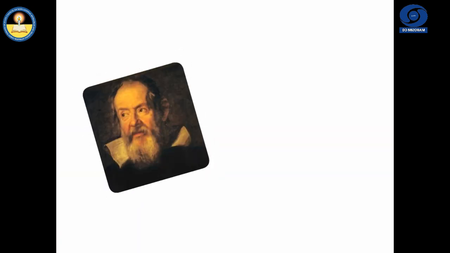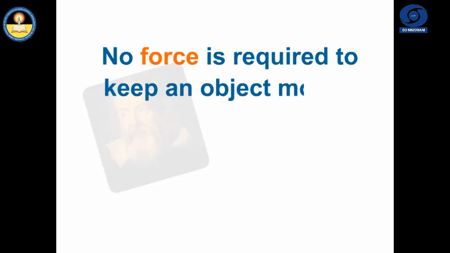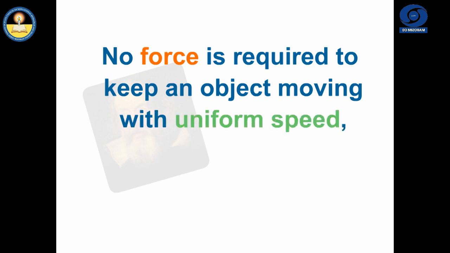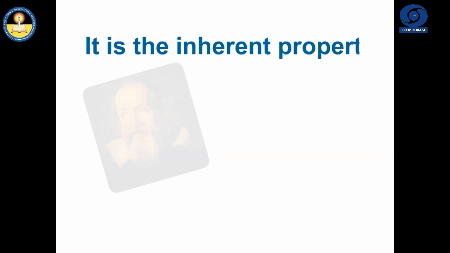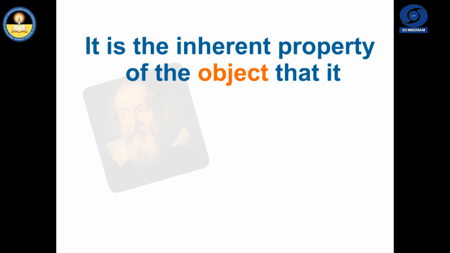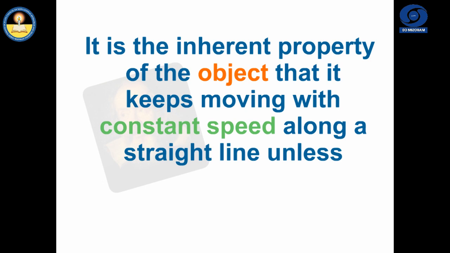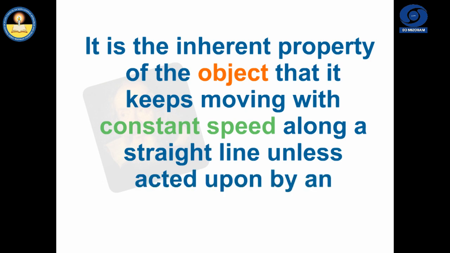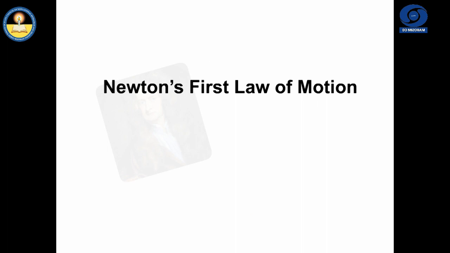With his experiment, Galileo proved that no force is required to keep an object moving with uniform speed, provided friction is not present. Therefore, he concluded that it is the inherent property of the object that it keeps moving with constant speed along a straight line unless acted upon by an external force. Newton summarized Galileo's conclusions mathematically, which is known as Newton's first law of motion.